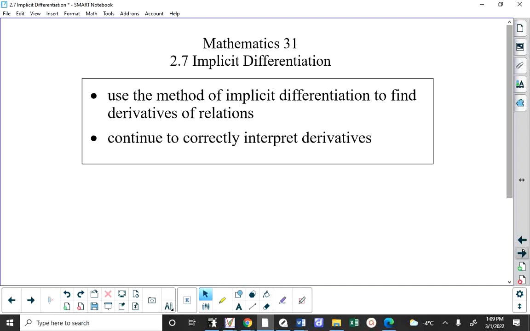So today what we're looking at is called implicit differentiation. And basically we're going to use the method of implicit differentiation to differentiate relations, not functions.